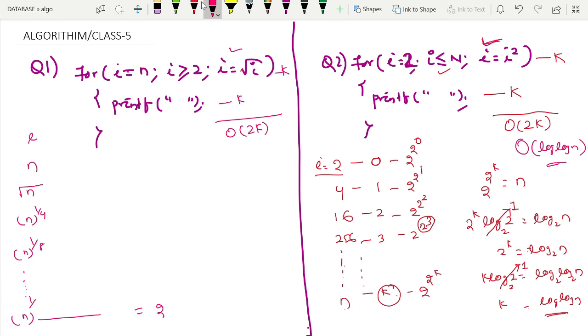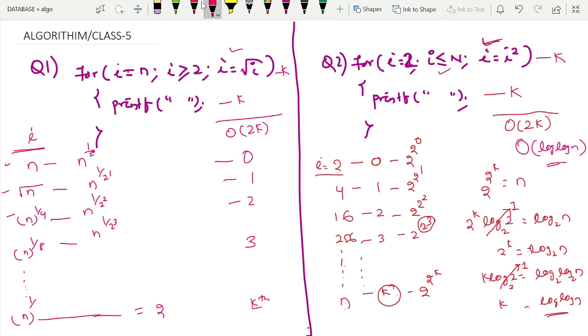These are the I values, right? These are the I values I am writing. So let's suppose at this time the I value is becoming 2 and the loop will get terminated. So I just want to find out the term at which the I value is becoming 2. Let's suppose this is the 0th term, this is the 1st term, this is the 2nd term, this is the 3rd term, this is the kth term. So here you can also find some pattern. This is n power 1 by 2 power 0, right? This can be written as n power 1 by 2 power 1. This can be written as n power 1 by 2 power 2, n power 1 by 2 power 3. So this can be represented as n power 1 by 2 power k.